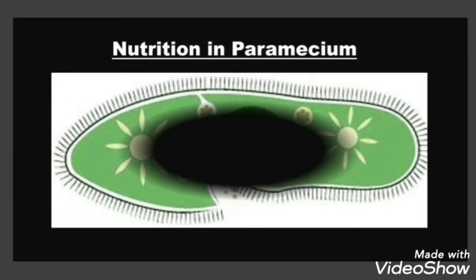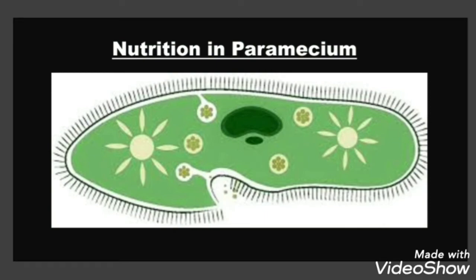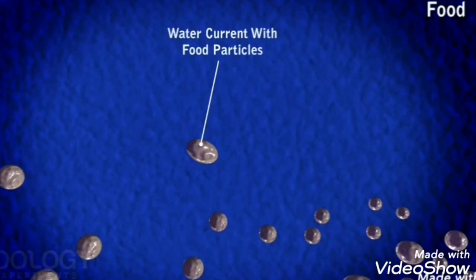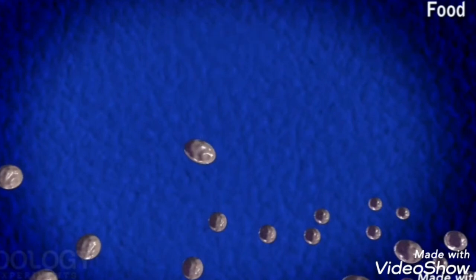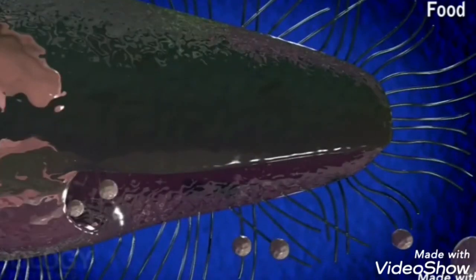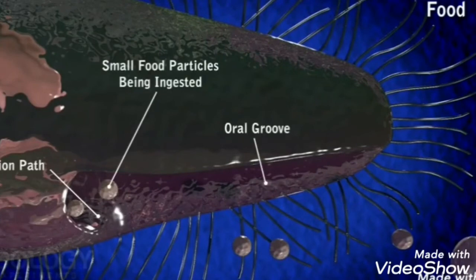Nutrition in paramecium. Food. Paramecium feed in the holozoic manner. The food consists chiefly of bacteria which float in water in which it lives. It also feeds upon small protozoa, unicellular plants and small pieces of animals and vegetables. It will reject most of the non-digestible material.